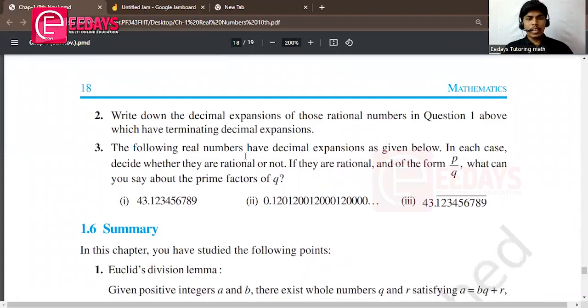Observe carefully the following real numbers. Now let's see the question. The following real numbers have decimal expansions as given below. In each case, decide whether they are rational or not. How can we decide whether they are rational or not?